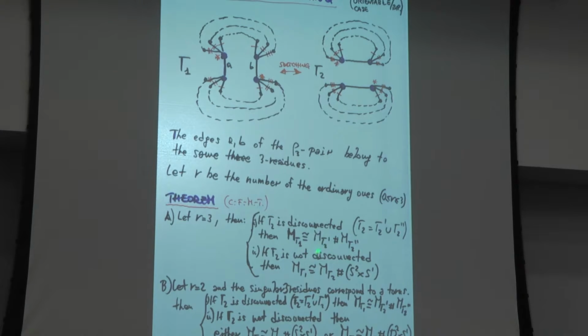So it is a connected sum of 2 pieces of 2 different manifolds, connected sum with S2 times S1 when all 3 residues are ordinary, and when 2 residues are ordinary and 1 is singular, it is the same, some connected sum with S2 times S1 or with D2 times S1. So when there is such a configuration, the manifold represented is not prime.